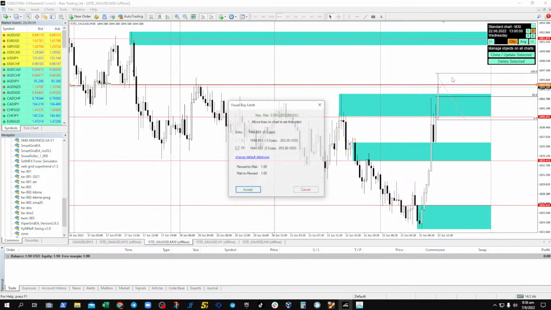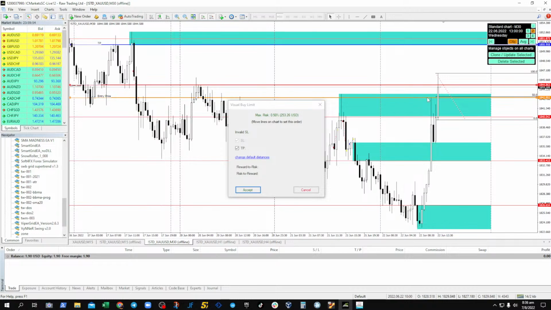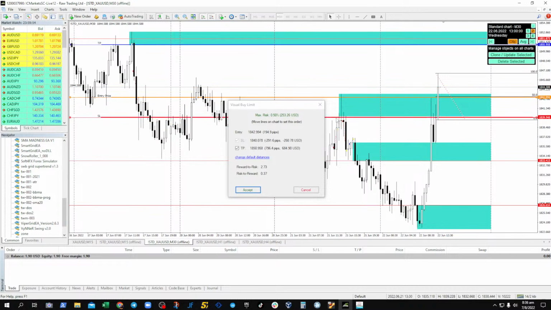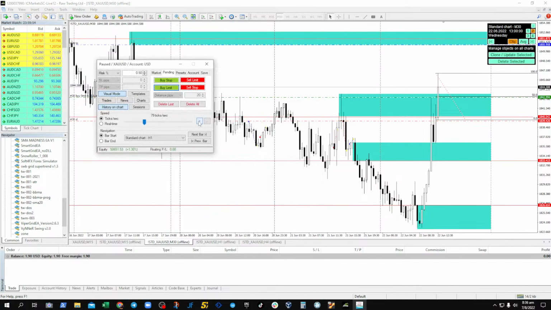Buy limit. TP will be here, and buy limit here, and our stop is here. Okay. Let's see if it plays out. Oh, triggered. I think yes, we are in the buy. Oh, we're still not in the buy. Yep, now we're in the buy.